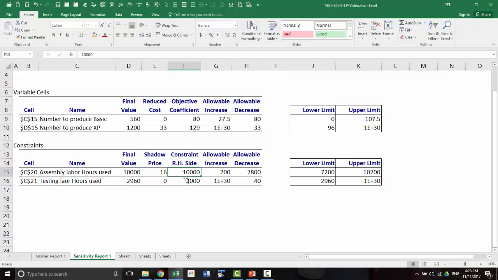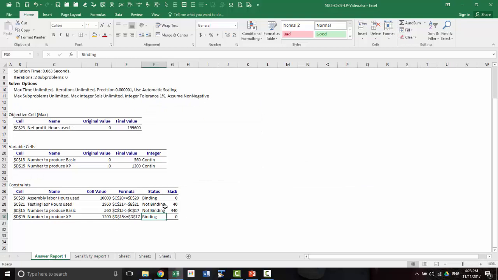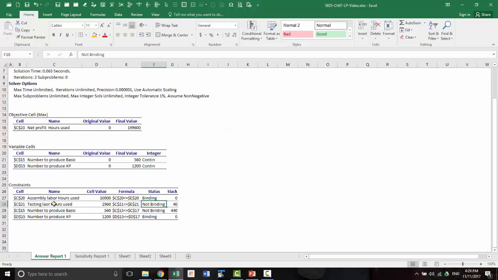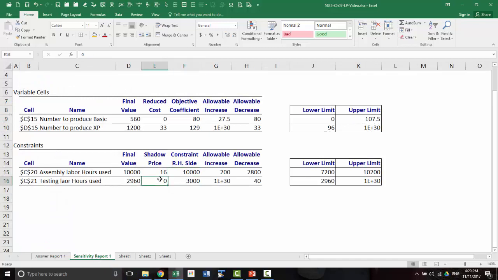One more thing about shadow price is that you will have shadow price only if there is no slack. Because if there is slack, then that means you already have unused labor hours. So if you have unused labor hours, and if you add more labor hours to it, you're not going to increase the profit. So non-binding constraints will have zero shadow price. So here testing labor hours is not binding, so you have zero shadow price.